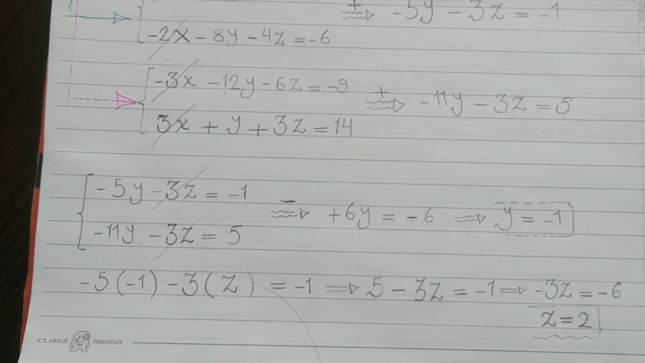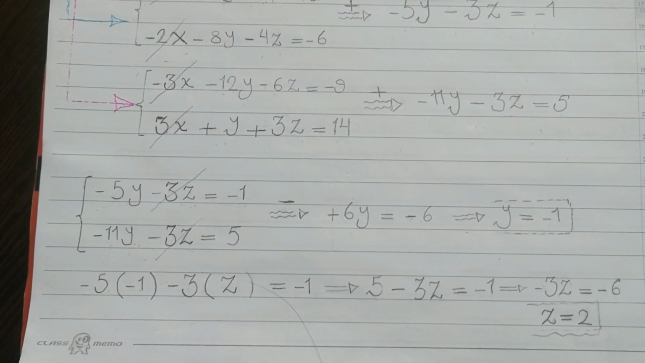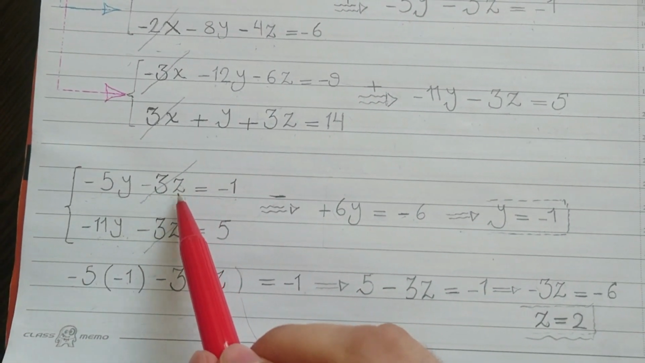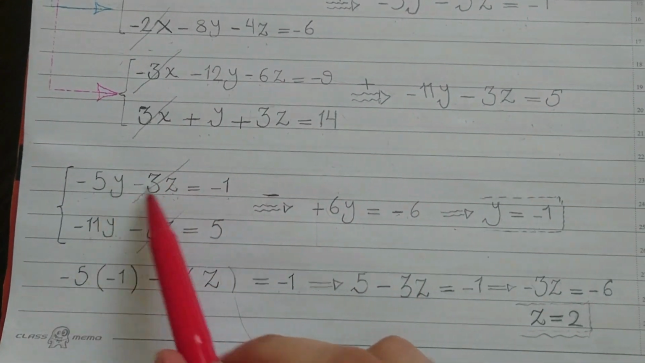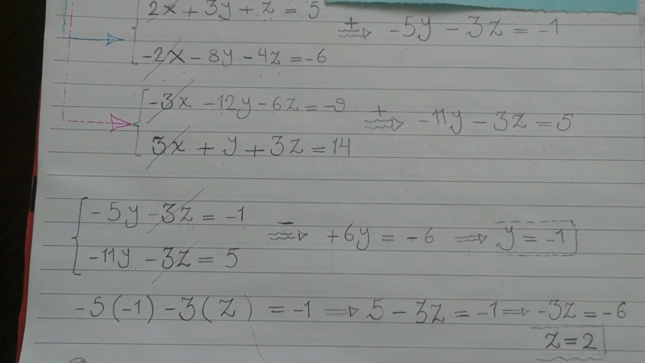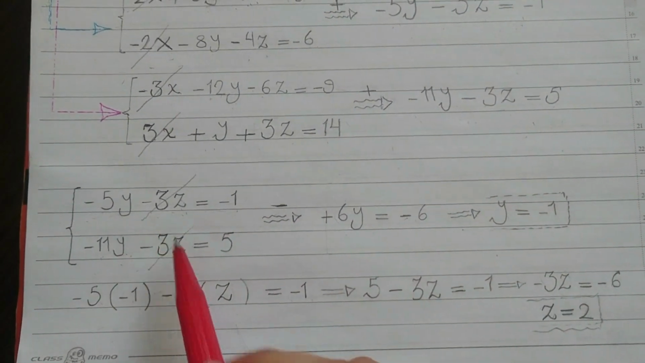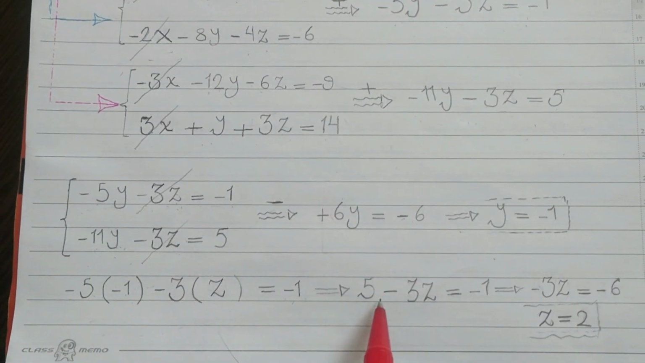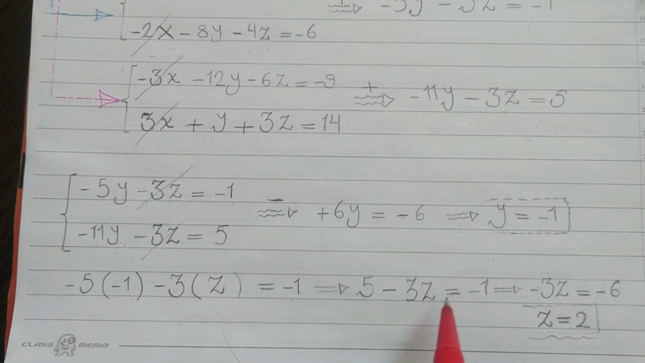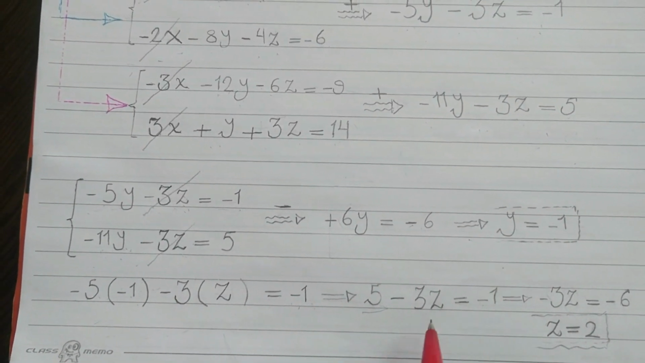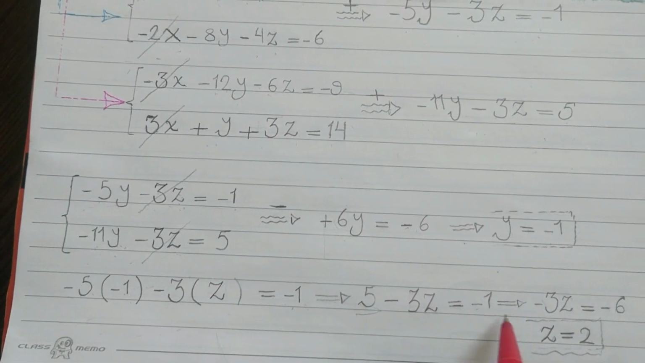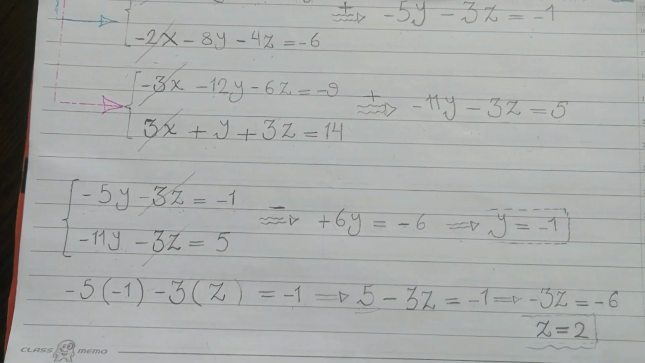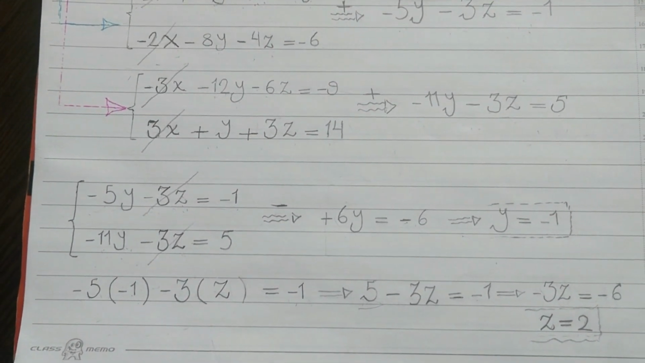So we found our variable y, and now by substituting it in one of these equations we will get the variable z as well. I'm going to use the first equation here. Negative 5 times negative 1 minus 3z equals negative 1, and negative 5 times negative 1 is just 5, so 5 minus 3z equals negative 1. I'm going to move this constant number to the right side, so it's negative 3z on the left side, and negative 1 minus 5, overall negative 6. And from here z is equal to 2.